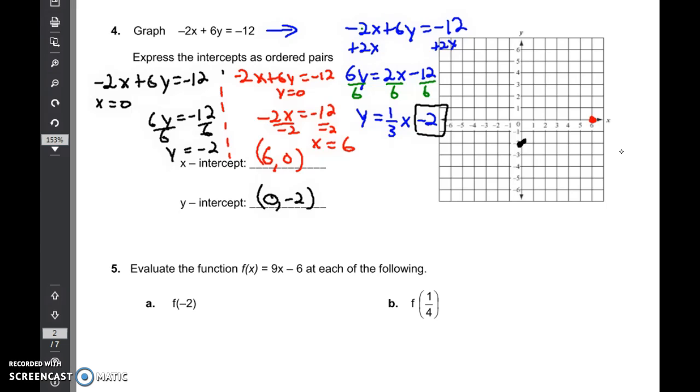So to graph this, we connect those two dots and do the best we can to keep it straight. And there's the graph using intercepts. Notice that from -2, if you go up 1/3 and up 1/3, you do the slope twice, you end up at the intercept. So you can graph it using slope-intercept as well. I'm about to go on to 5, so if you need to pause it, go ahead and do so now.